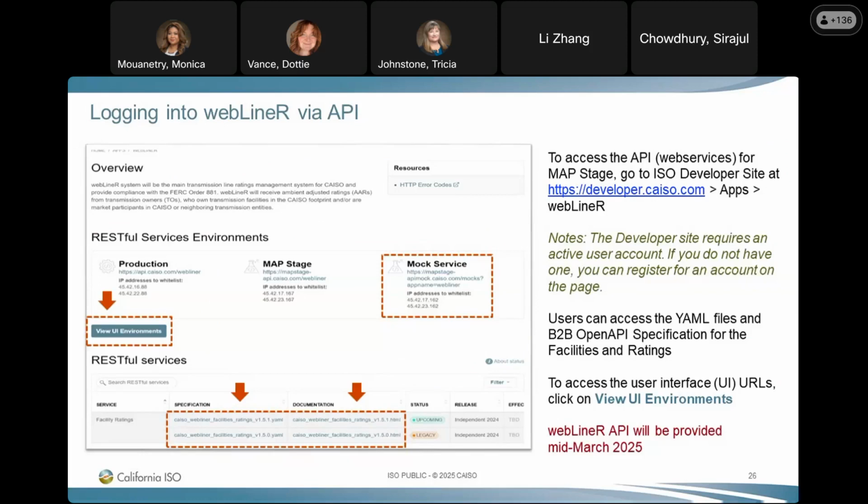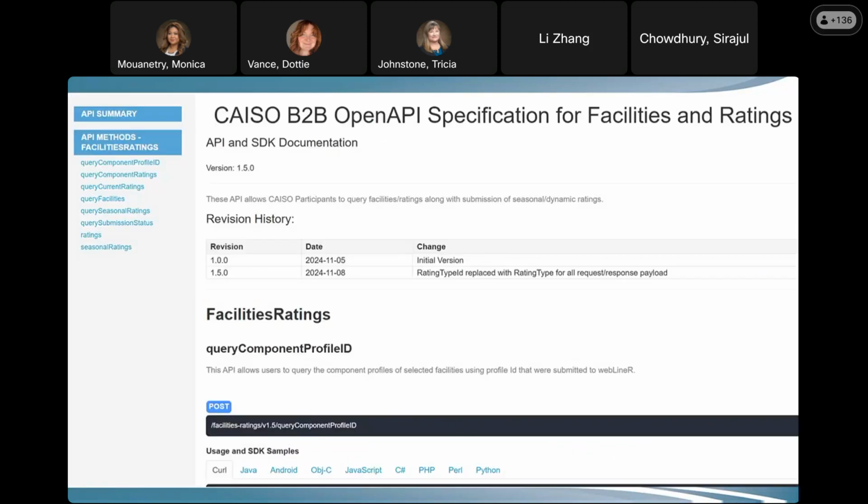So once you're in there, you're going to be able to see, as I mentioned earlier, the view UI environments. This right now currently has the map stage URL. You'll see the mock service information on here, and then the RESTful services, which is down here for the facility ratings. You'll be able to see the YAML files in addition to the documentation. If you click on the links here, it'll take you to another page, so that way you can see the B2B open API specification documents for the facilities and ratings.